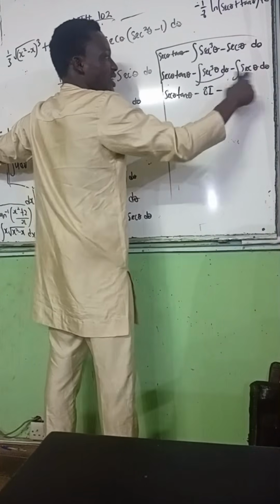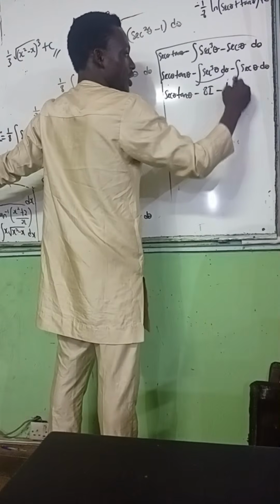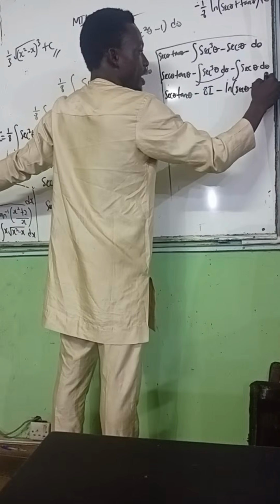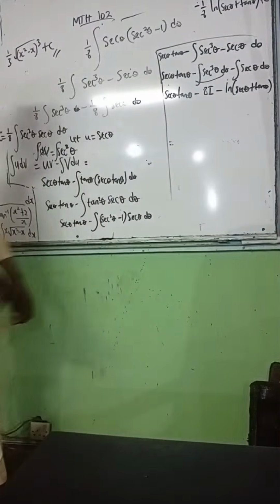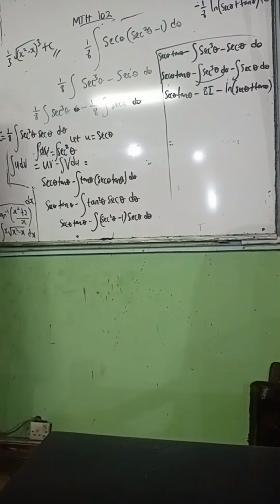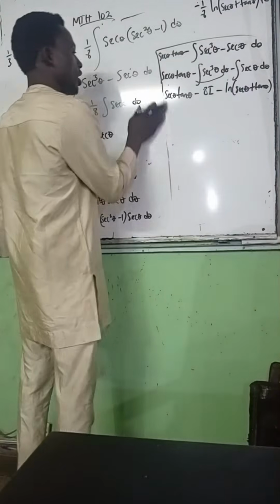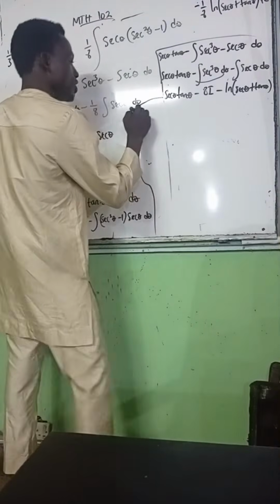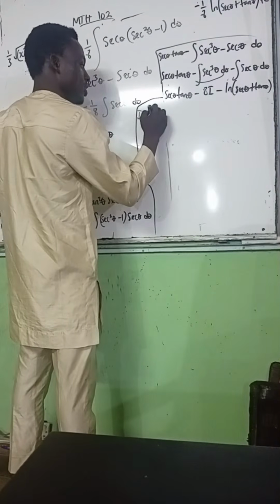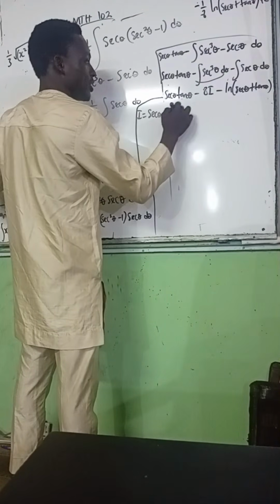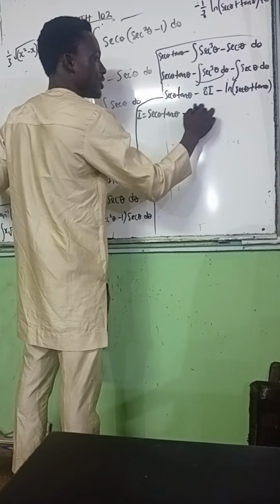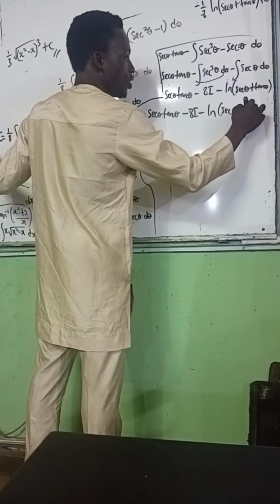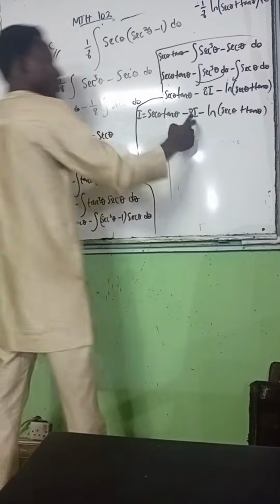So as sec cube theta, you can replace it with 8I minus, if you integrate this, what do we get? ln|sec theta plus tan theta|. Clear? And we know what we are solving initially is I. So our I equals sec theta tan theta minus 8I minus ln|sec theta plus tan theta|. So bring this to the other side.